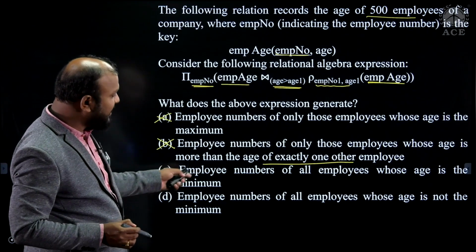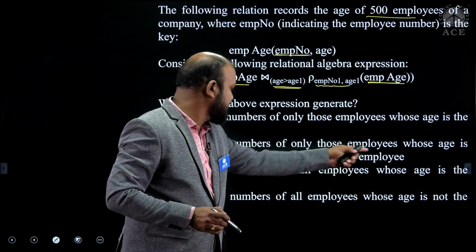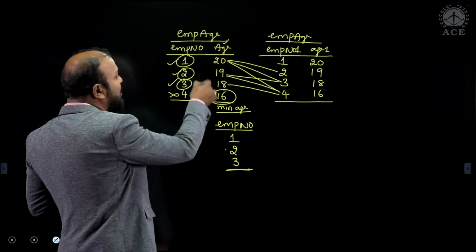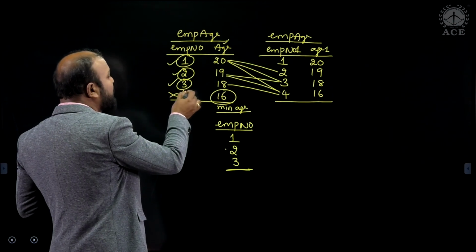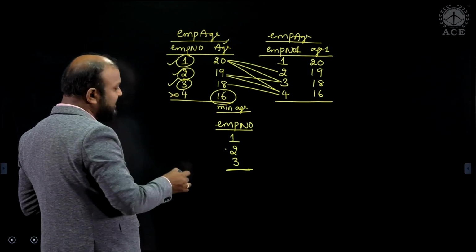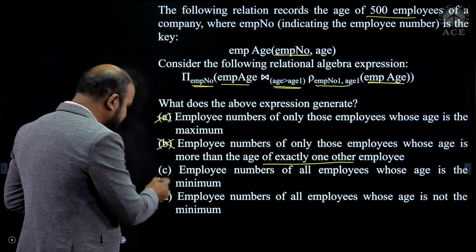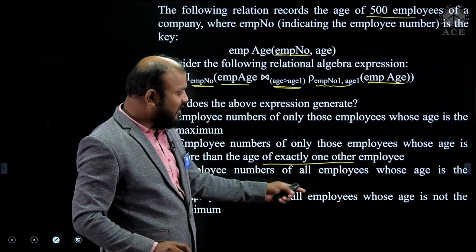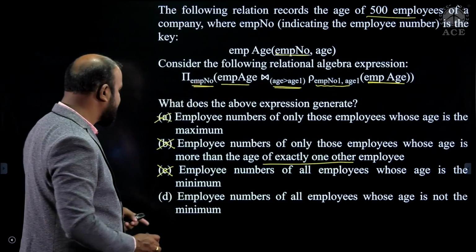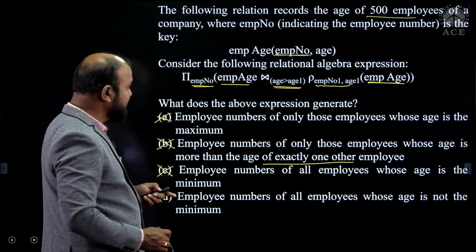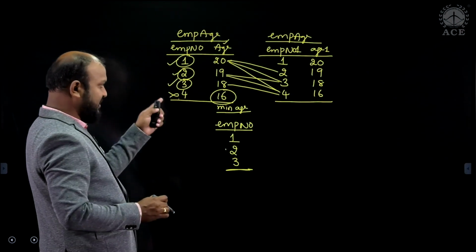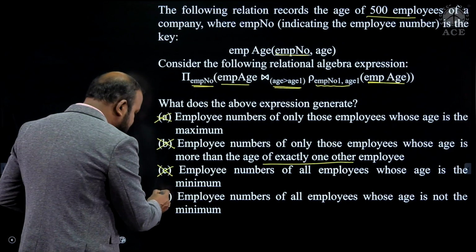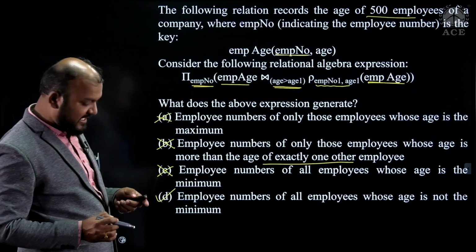Option C, employee numbers of all employees whose age is the minimum. Among all the employees, employee 4 age is minimum, but are you getting 4 in the output? No. So option C is also incorrect. Option D, employee numbers of all employees whose age is not the minimum. Who is minimum? Employee 4 is the minimum. Are you getting 4 in the output? No. Except for that, you are getting all. So it means the answer for this question is option D. D is the correct answer for the question.